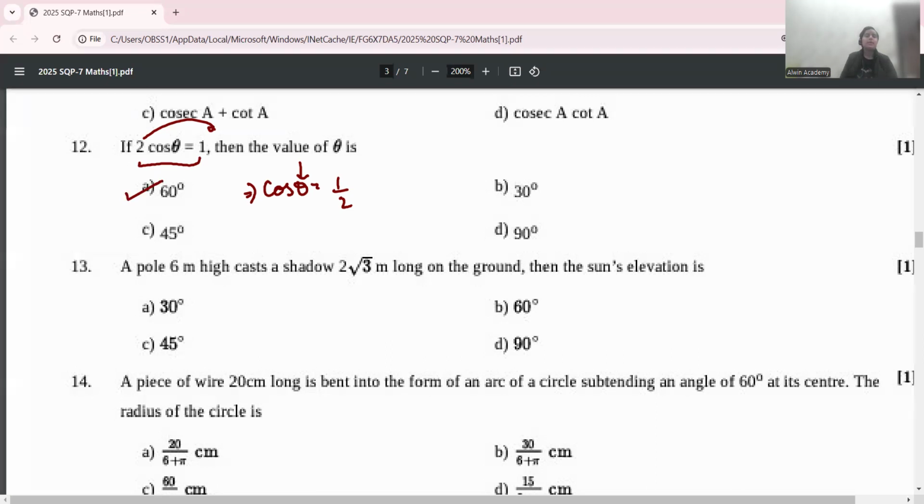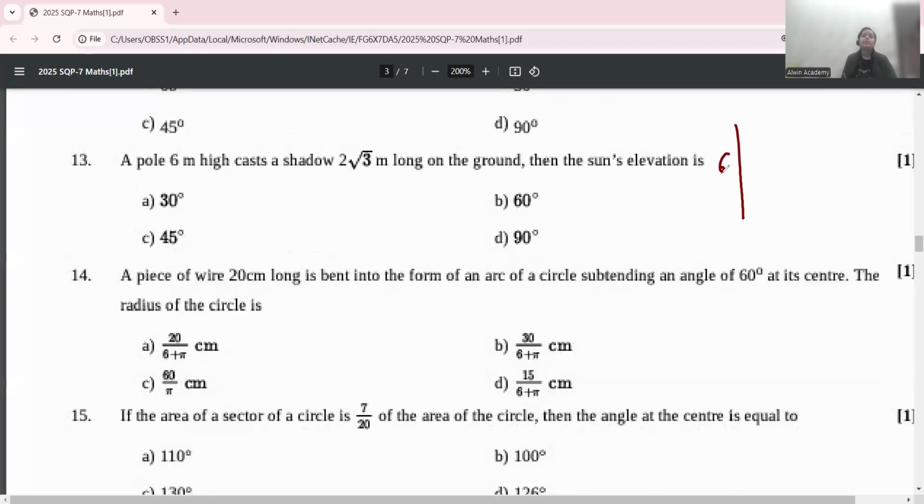A pole 6 meter high, so this is a pole which is 6 meters high, casts a shadow 2 root 3 meter on the ground. The angle of elevation of the sun is basically this angle. Let me name this theta. So in this triangle, I can say tan theta is equal to 6 by 2 root 3, right? This gets cancelled 3 and we get root 3 here. So tan theta is root 3. For what value of theta is tan theta root 3? 60 degree. Thus our answer, option number B.